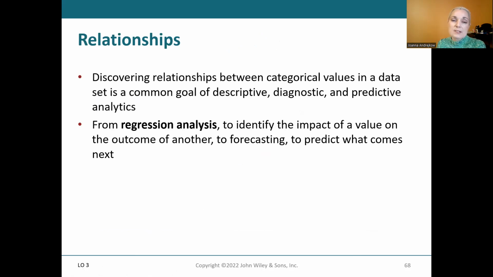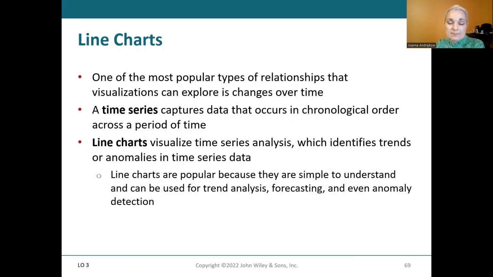Relationships, discovering relationships between categorical variables in a data set is a common goal of descriptive, diagnostic, and predictive analysis. We already talked about regression analysis in the previous chapter, but we're going to talk about regression again. And regression is used to identify the impact of a value on the outcome of another, to forecast or to predict what comes next. And remember, regression is, we have our dependent variables and independent variables.